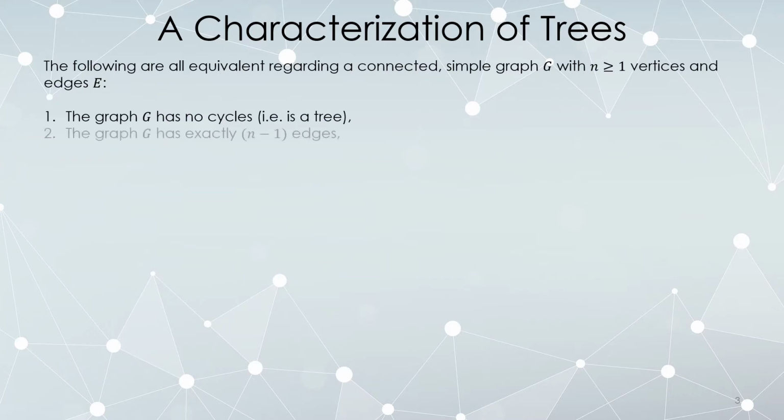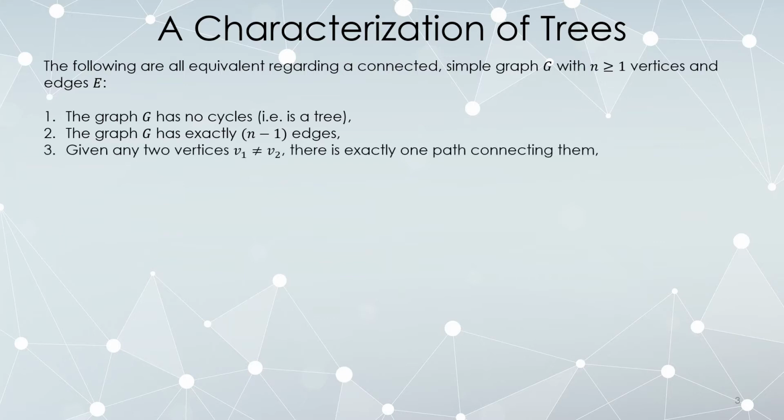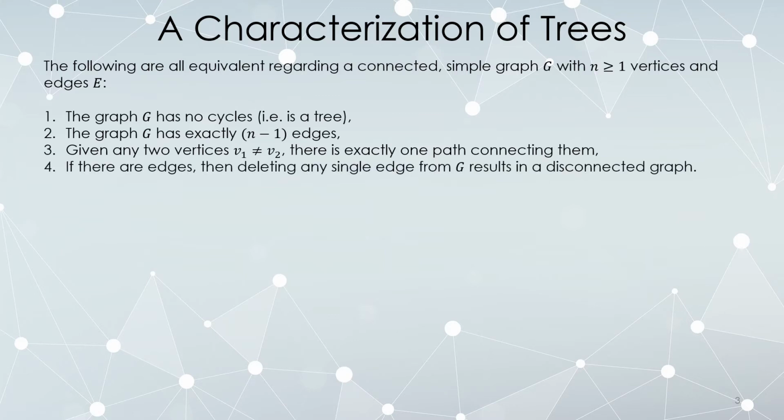It has no cycles. Or it has exactly n-1 edges, where n was the number of vertices. Or, given any two vertices, there's exactly one simple path connecting them. Or, if there is an edge set which is non-empty, then the deletion of any single edge will create a disconnected graph. If you have any one of these conditions, it immediately implies all the rest. We'll partially explain, but without fully proving this result.